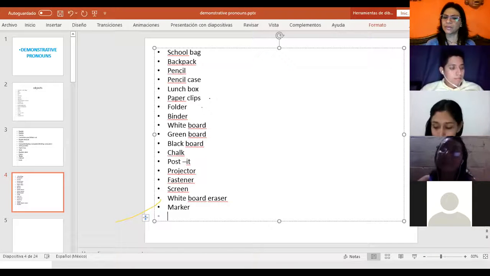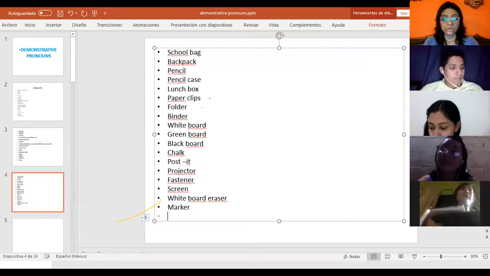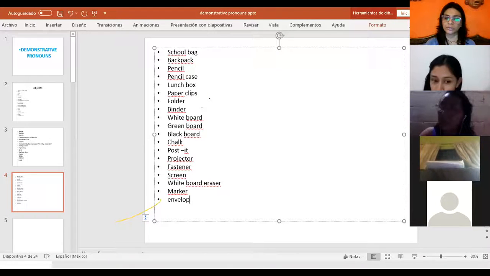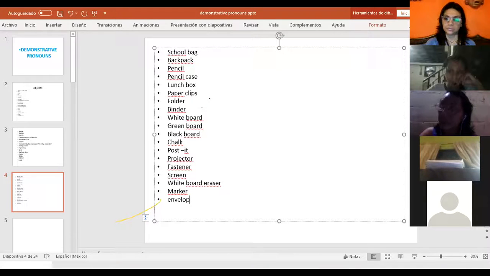Y los sobres, como los envelopes. Sobres de Manila, por ejemplo. Yes, all right, you can say envelope. Okay. Envelope y sobre. Envelope. Y sobre, cualquier tipo de sobre. Yeah, you can say. Blanco, de Manila. Sí. Envelope, yeah. Envelope. All right, anything else?